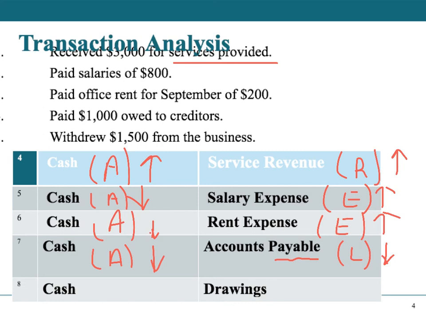Sam withdrew $1,500 from business. So business just lost $1,500 worth of cash. Where did it go? Into Sam's personal pockets. So drawings, that's part of equity. I'm going to put D for drawings. And again, it's part of equity. Went up, meaning his drawings are higher than what they were before. And this is pretty much it. This is how you do the analysis of transactions.